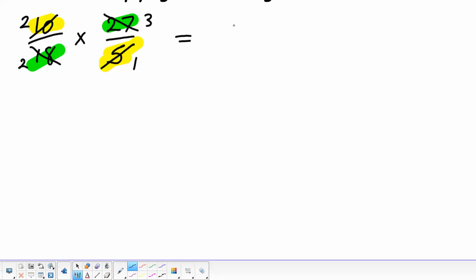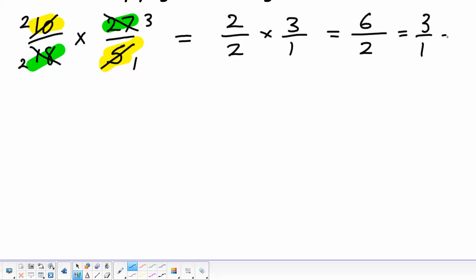So our new sum actually becomes 2 over 2 times 3 over 1. 2 times 3 is 6. 2 times 1 is 2. And this would simplify to 3 over 1, which is the same as 3 whole.